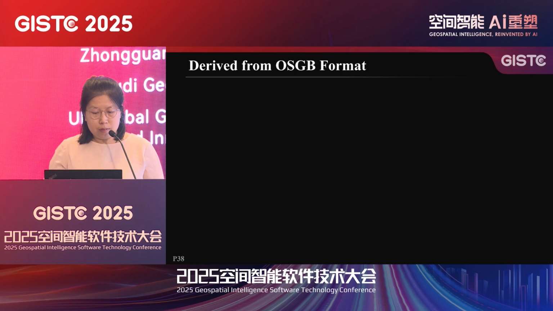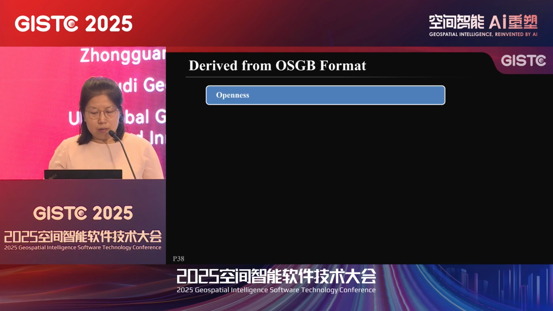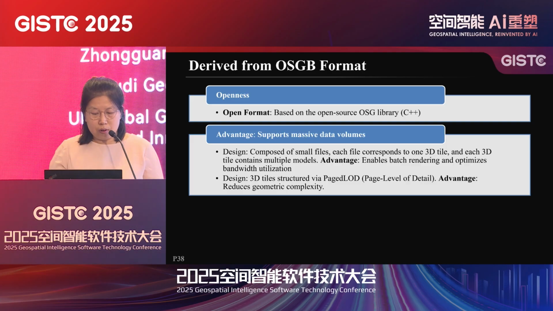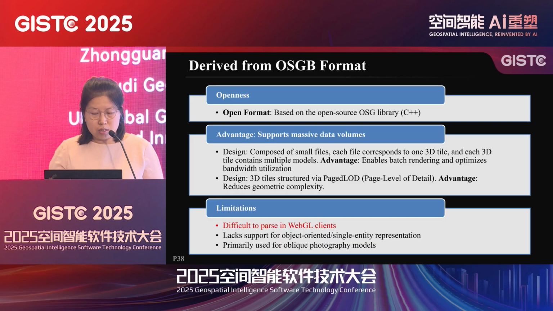2023. This tile standard is derived from the OSGB format, inheriting its advantages such as openness and support for large data volumes. It also addresses the limitations of the OSGB format, supporting passing on WebGL clients, enabling monolithic data representation and accommodating multi-source data.